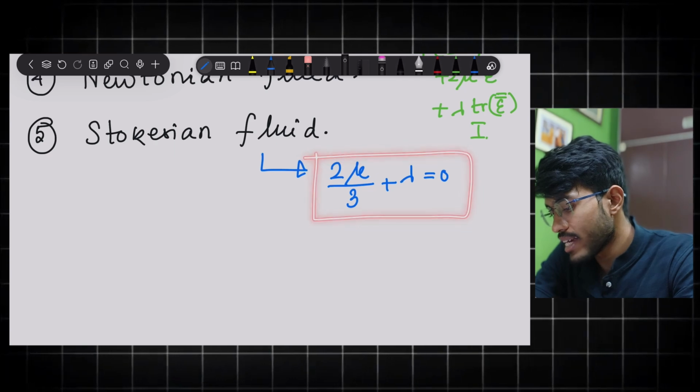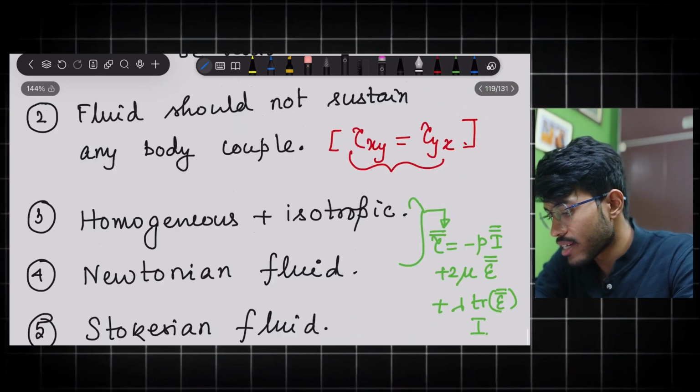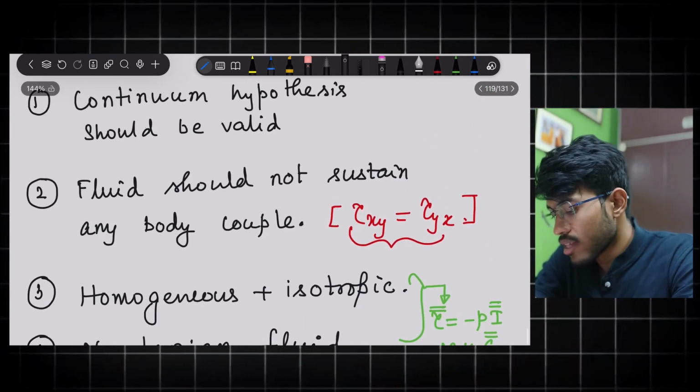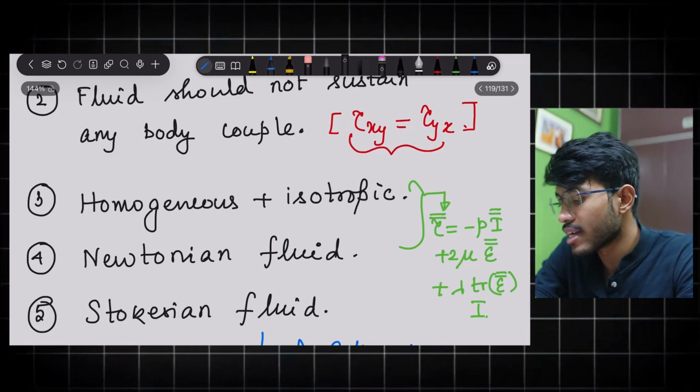Okay, let me see if any other assumption is remaining or not. Okay, these are the 5 assumptions that you need to take care about. If you are thinking that, okay, I don't need that, I just need these things, then just bear with me until the interview questions come.